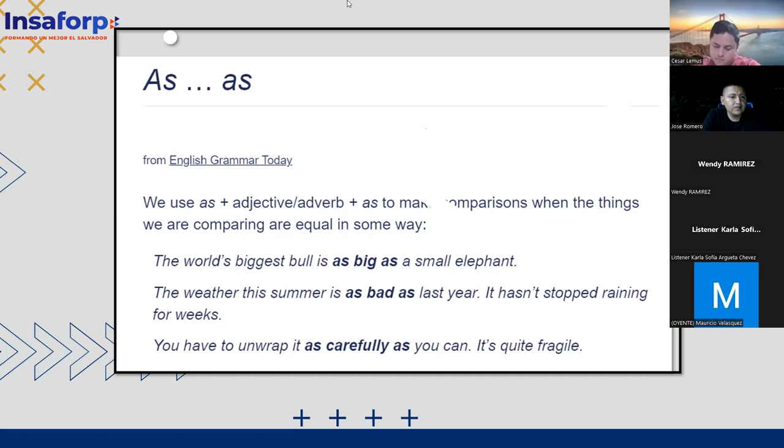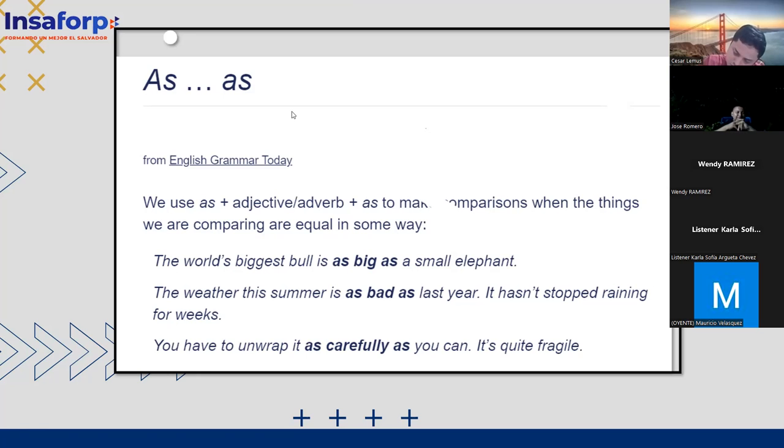Jose, do you have your sentence ready? Yes, teacher, but it's only as an example. Okay. Mexican food is as good as Salvadorian food. All right. Yeah, it's a good example. Only as a matter of example, not because, yeah. Pupusas are the best. On Sundays, yeah. Thank you, Jose.